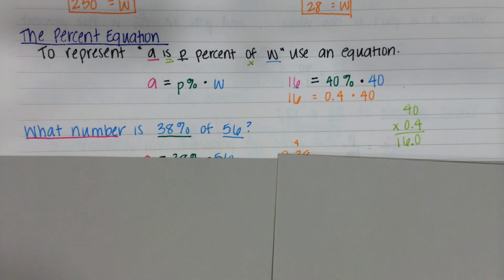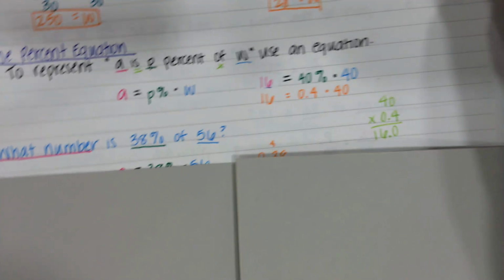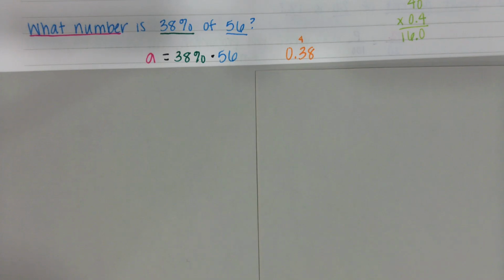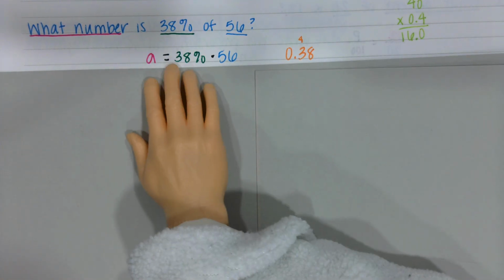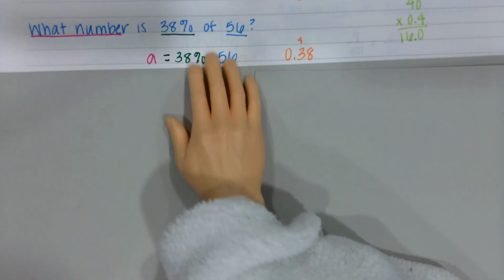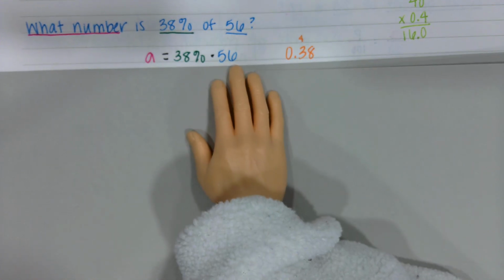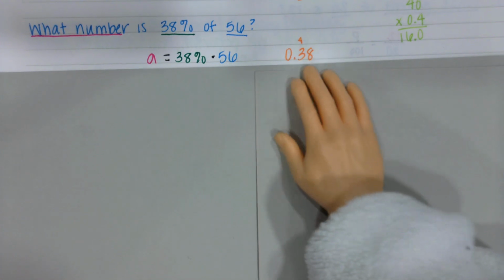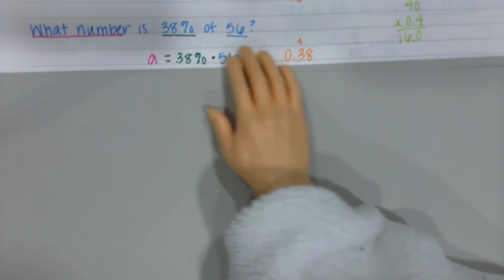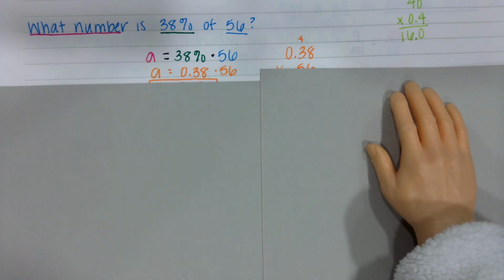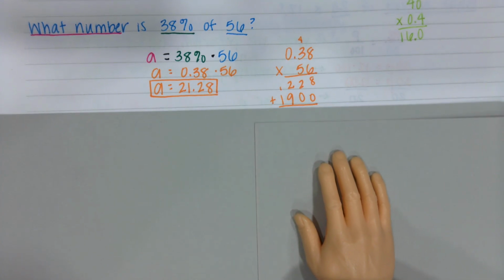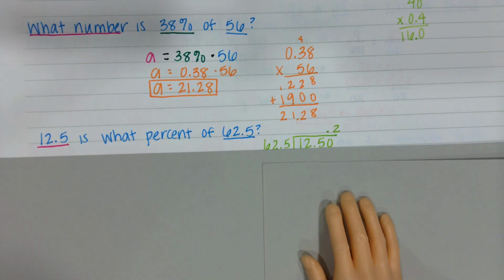So what number is 38% of 56? We would have A, because "what number is" means equals, 38% goes in for the percent, "of" means multiply, and 56 is the whole. Just like it was before, "of a number" means of the whole. So then we would have 0.38 times 56 gives 21.28.